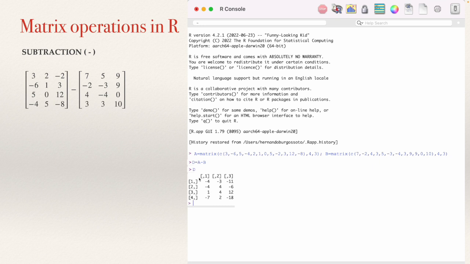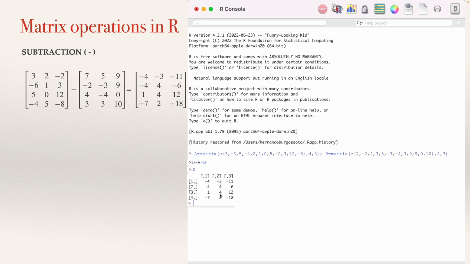So you're going to see the answer. That will be A minus B. In this case, I gave it a name, but it's not necessary. You can type A minus B and enter, and you see the answer. Okay, now we know that the difference of these two matrices is this matrix. And you can check that 3 minus 7 is negative 4, or 2 minus 5 is negative 3, or that negative 2 minus 9 will be negative 11, etc. That will be an easy way to solve the difference of two matrices.